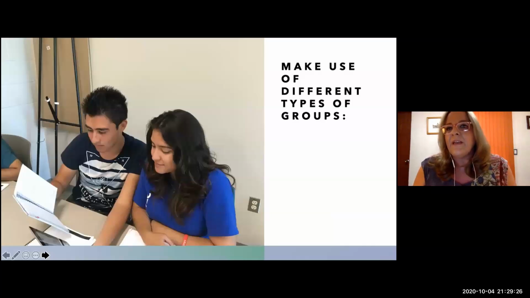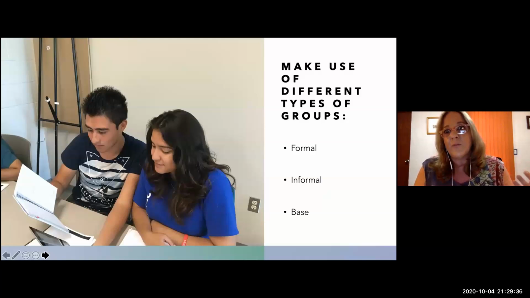You can also make use of different types of groups. We have three types of groups in collaborative learning: formal, informal, and base. We usually think about formal groups, which are groups that are formed to carry out a certain activity that will be covered in one session or 2 perhaps, or perhaps a week.